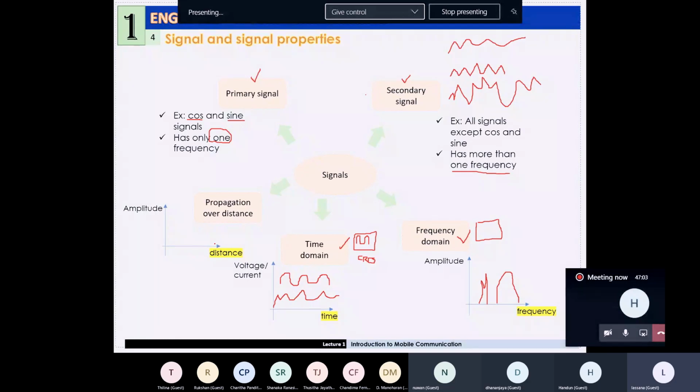It means signals can travel as well. Therefore, the signal behavior or the values of signals can be drawn against distance as well. That is also one of the other ways of looking at a signal, which is very important for our subject as well.